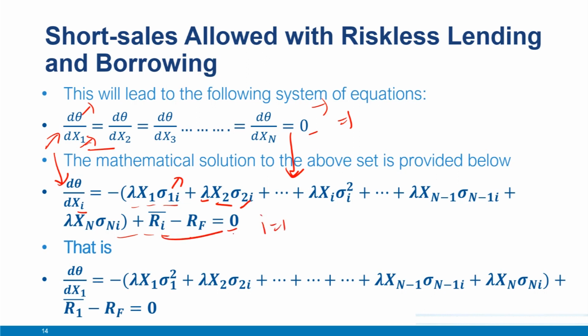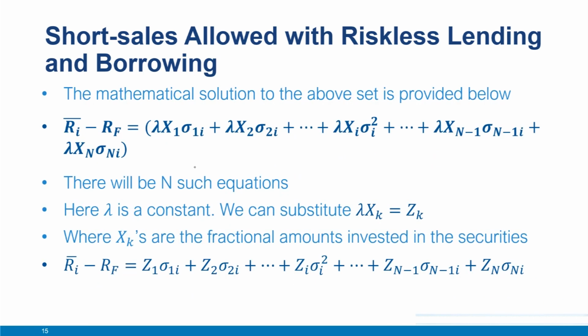For example, for security i equal to 1, this expression will lead to d theta upon dx1 equal to minus lambda times this expression plus r1 bar minus rf equal to 0. Now the mathematical solution, a generic solution, will have n such equations, and we'll use a simple trick by putting lambda times xi. Notice this lambda x1, lambda x2. We'll replace these generic lambda xk terms with zk, where zk is proportional to xk, and therefore the resulting generic equation is ri bar minus rf equal to z1 times sigma 1i plus z2 times sigma 2i, and so on up till zn times sigma ni.